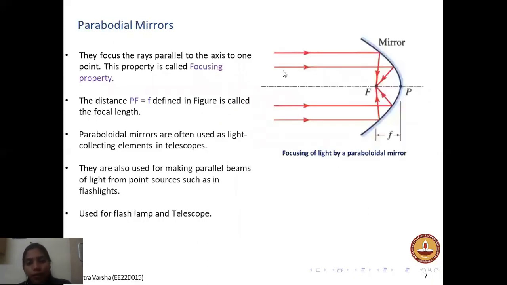Next is the paraboloidal mirror. The surface of the mirror is parabola in shape. It has the useful property of focusing all the incident rays parallel to the axis to a single point called the focus, similar to a satellite dish antenna. Here, the paraboloidal mirrors have a focusing property. Since they focus at a single point, they can be used in flash lamps and telescopes.